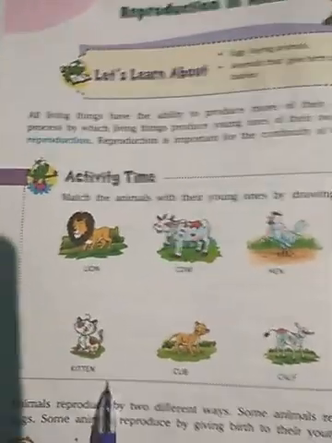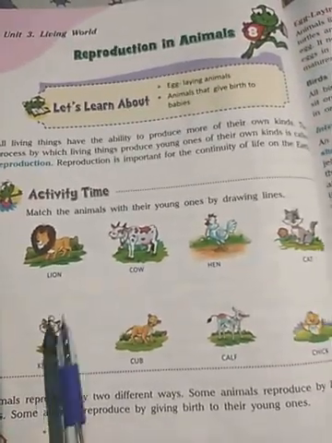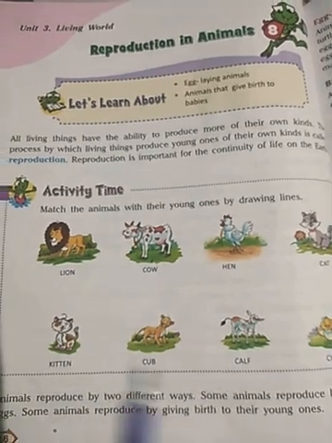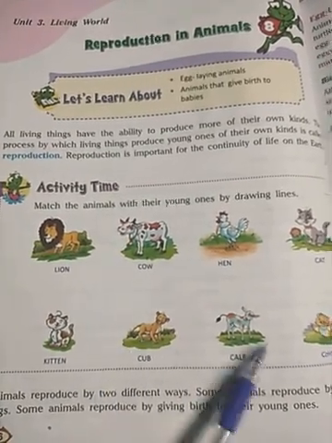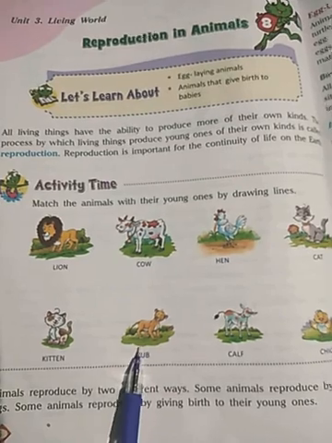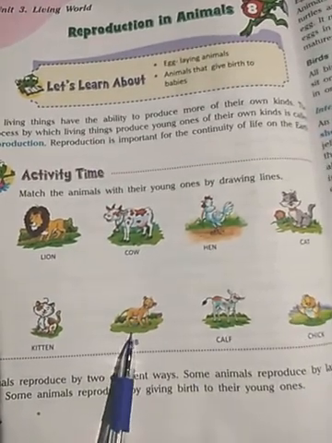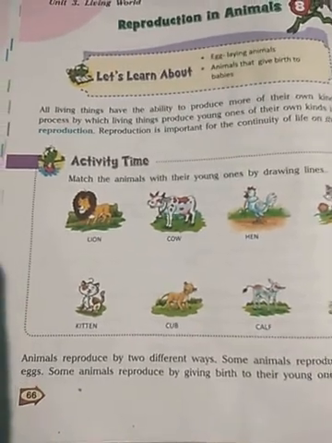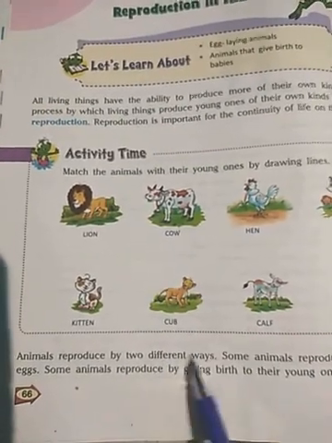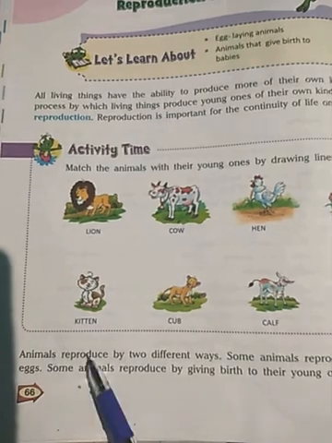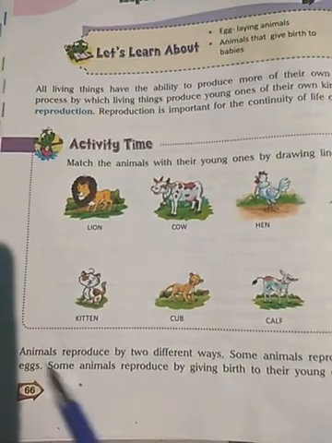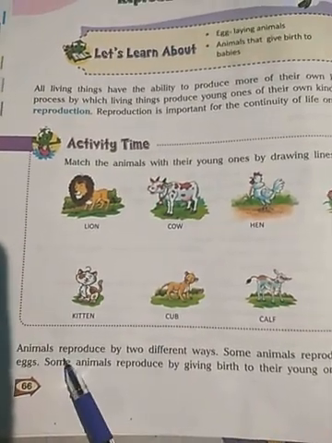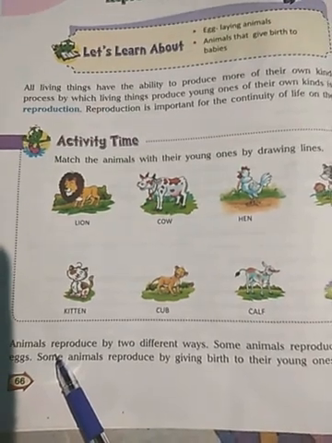See here children, there is an activity. You need to match the young ones of the animals by drawing lines. I hope all of you can do this on your own. Let us proceed. There are two different ways by which animals reproduce. Let us see what they are.